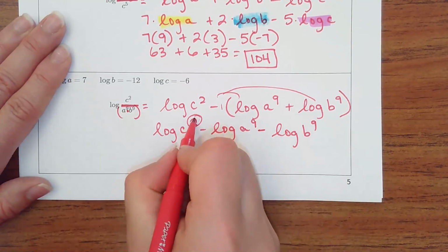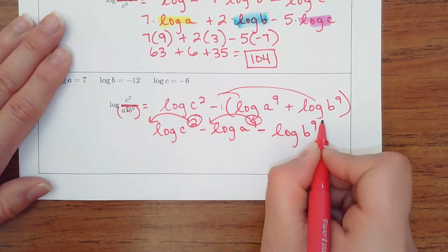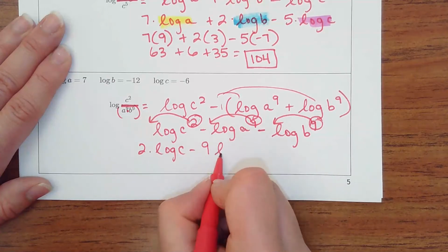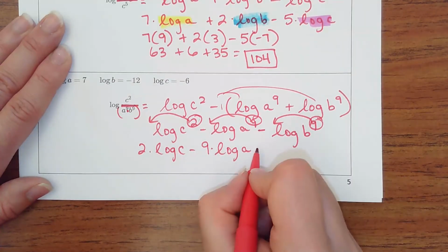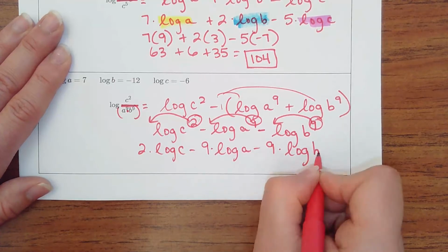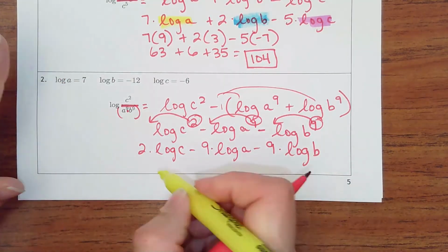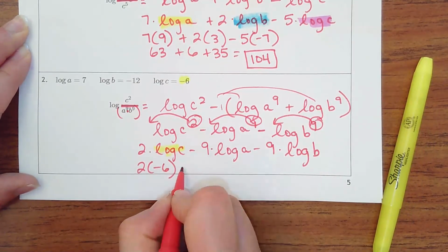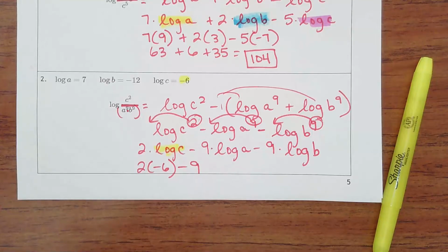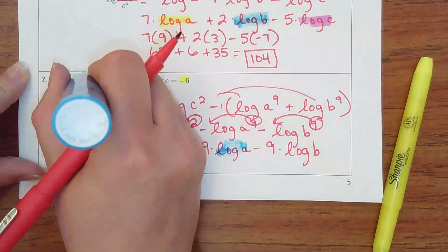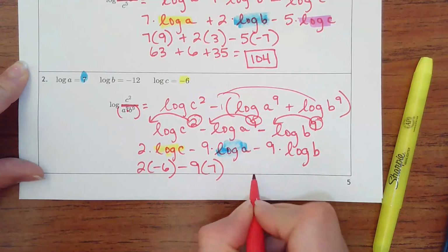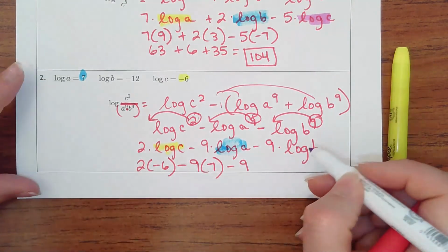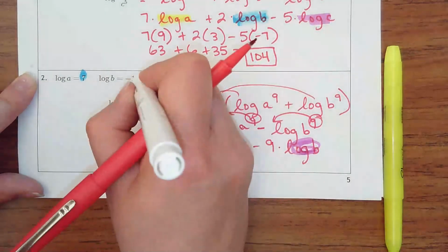And then I just need to take my powers and move them to the front as multiplication. It would be 2 times log of c minus 9 times log of a minus 9 times log of b. Okay, log of c gets replaced with the -6, so it's 2 times -6 minus 9 times log of a, which is 7, minus 9 times log of b, which is -12.